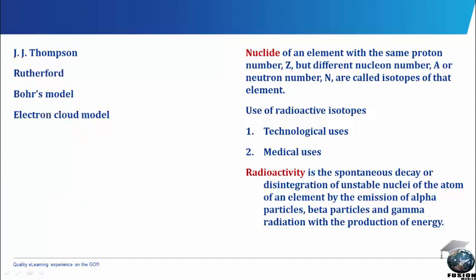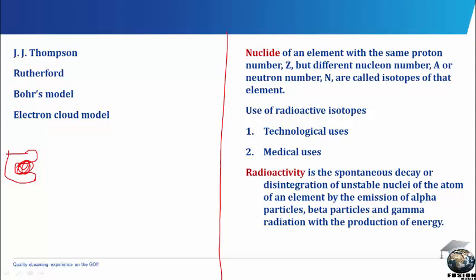Radioactivity. Okay. Radioactivity is the spontaneous decay or disintegration of unstable nuclei of the atom of an element by the emission of alpha particles, beta particles, and gamma radiation with the production of energy. What do we mean by that? If I have this, for example, to be a block, and inside here is a radioactive element, a day will come when this particular element will disintegrate, and that day is called the half-life of the element.